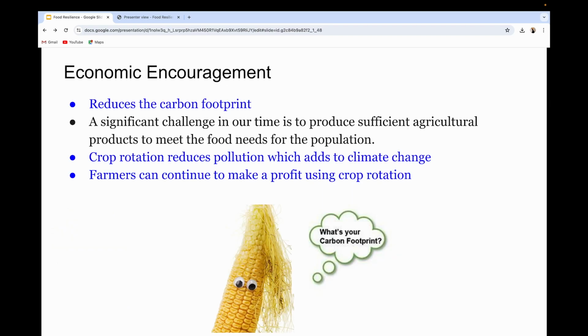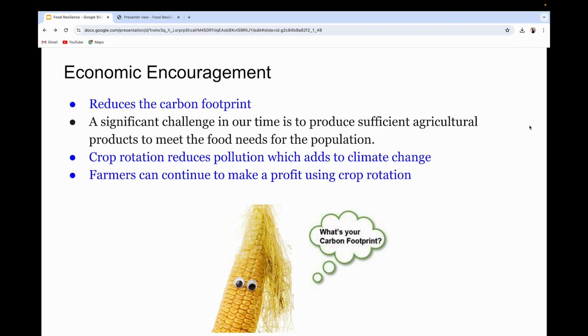All right, so economic encouragement. Is this economical? All right. Sustainable, yes. Economical, yes as well. How? Crop rotation can improve crop yield and reduce costs for farmers, as they don't have to purchase soil fertilizers and pesticides as much. And farmers can achieve higher profit and more sustainable farming practices in the long run by this method.